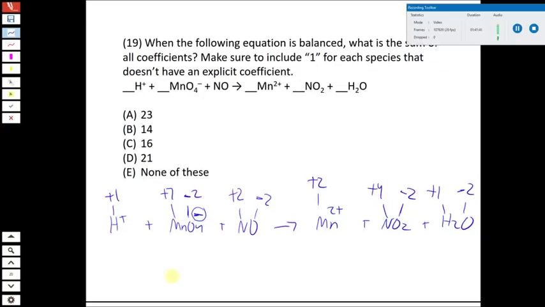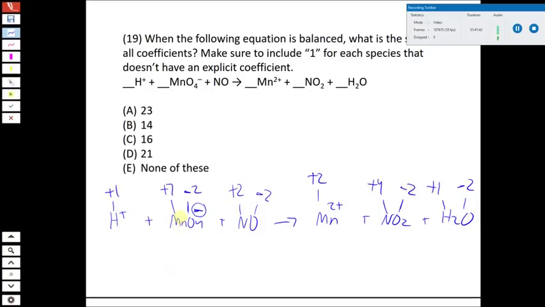And then our next step is to find the ones that are changing between reactant and product side. So we see hydrogen is +1 on both sides, but if we look at manganese here, +7 over here, +2 over there. So we're going to draw a tie line between the ones that are losing or gaining electrons. So manganese is going from +7 to +2. Nitrogen goes from +2 to +4.